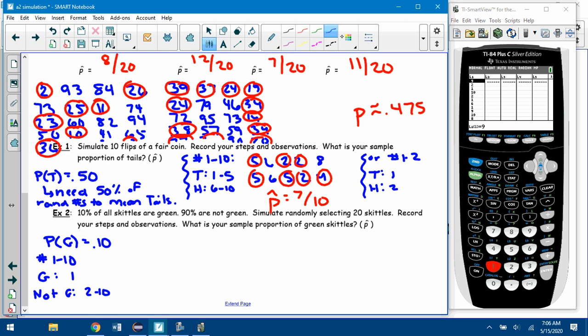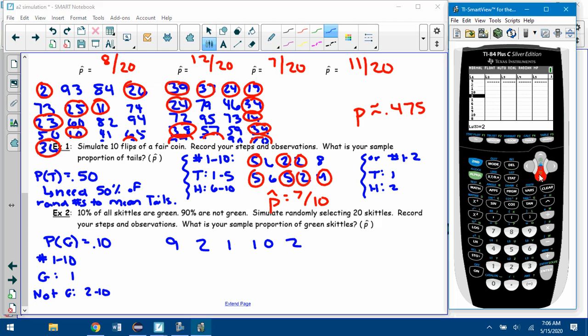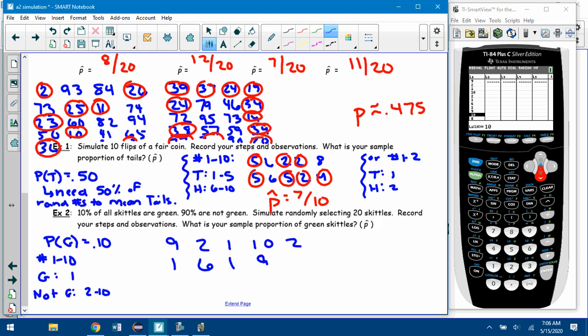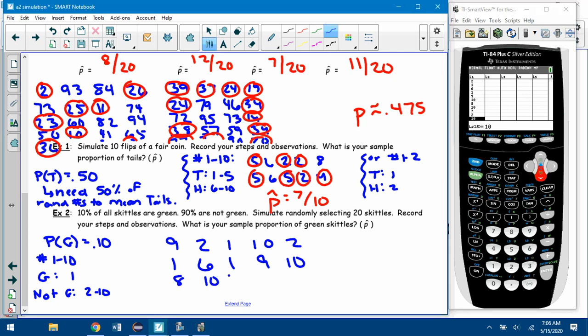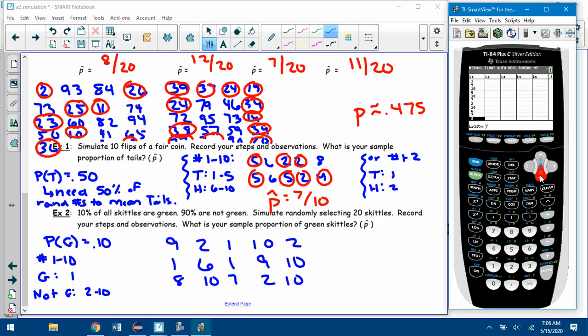We've got 9, 2, 1, 10, 2. 1, 6, 1, 9, 10. Then we've got 8, 10, 7, 2, 10. And then finally, 6, 7, 8, 8, 10.